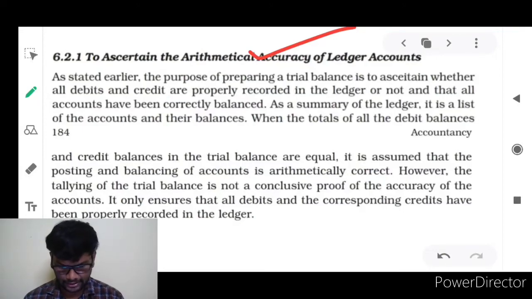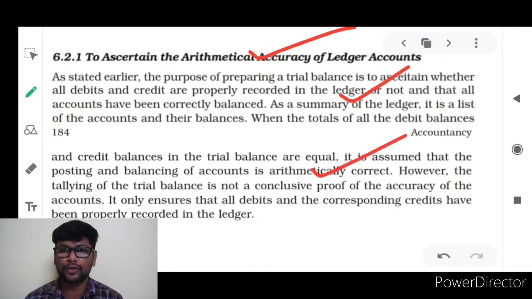As stated earlier, the purpose of preparing the trial balance is to ascertain whether all debits and credits are properly recorded in the ledger or not. We are checking that, and not that all accounts have been correctly balanced. As a summary of the ledger, it is a list of accounts and their balances. When the total of all the debit balances and credit balances in the trial balance are equal, it is assumed that the posting and balancing of accounts is arithmetically correct.